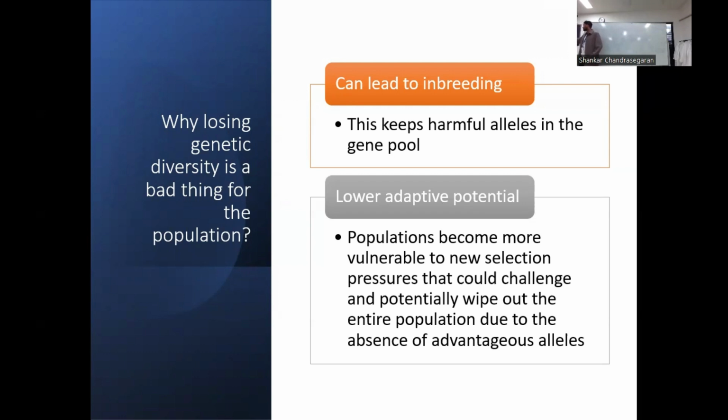So this ties back into natural selection, in which populations are constantly experiencing selection pressures. If there isn't a lot of variation within a population, then chances are a selection pressure could potentially challenge and wipe out the population due to the fact that there isn't an advantageous allele or an advantageous phenotype present within that population. And that is directly tied to genetic diversity. There can only exist a high amount of genetic variation if there is a high amount of genetic diversity.